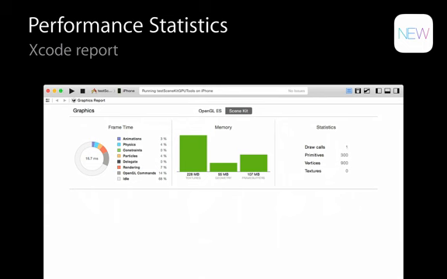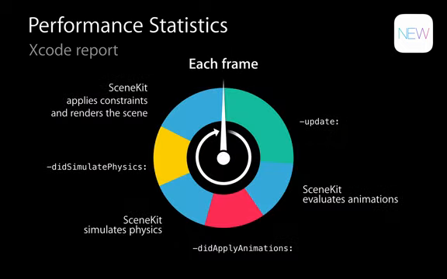This report is not available in the first seed of Xcode 6 yet, so you will have to wait for the next seed to have it in hand. But I would like to present how it works now, since we are talking about performance. This report will give you timing information about all the different steps of your game loop. You remember, your game loop looks like this. It's made of both callbacks that you implement to do your game logic, and also of SceneKit internal processes like the rendering itself or the evaluation of physics and animations and constraints.